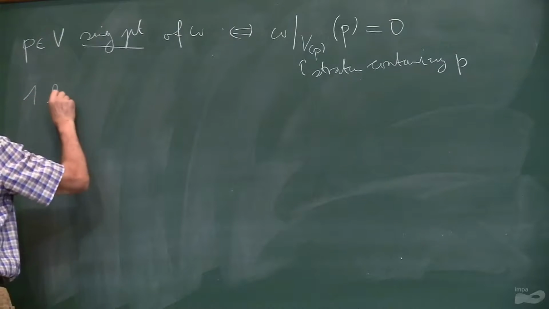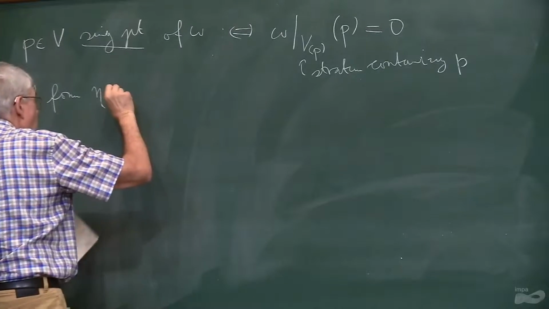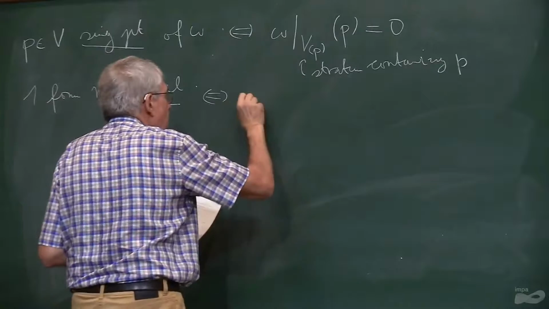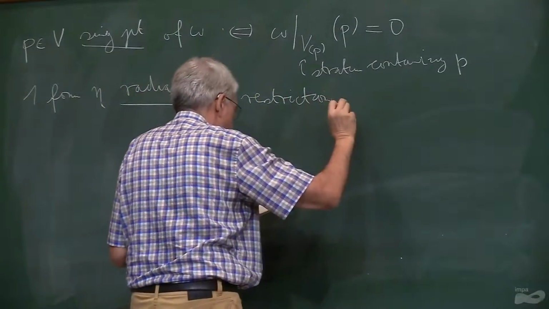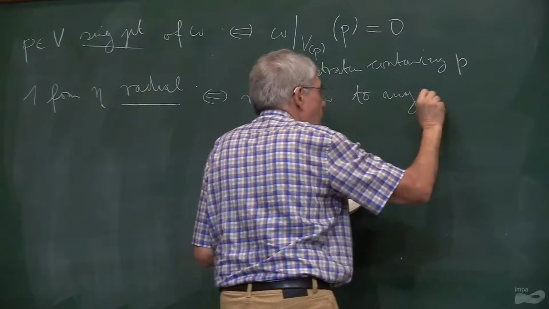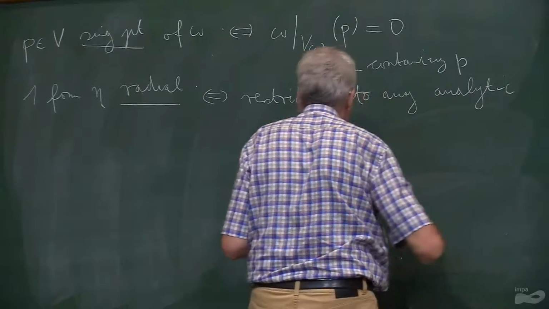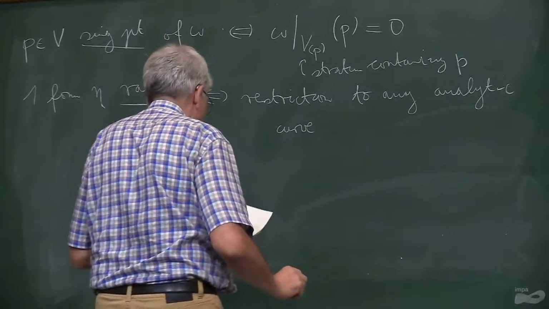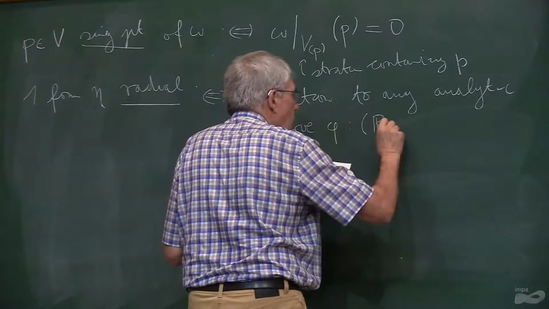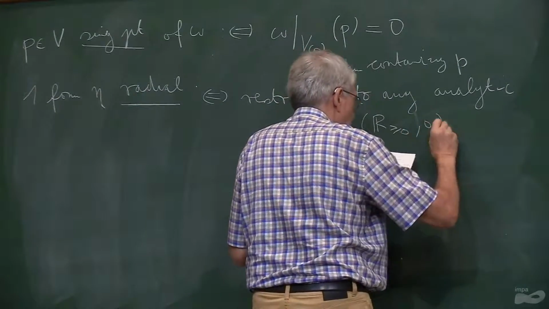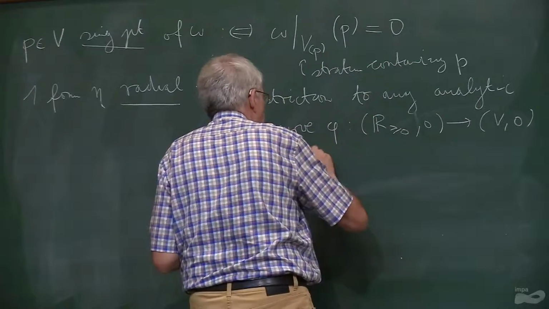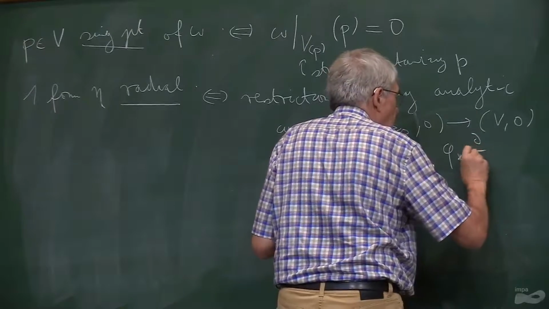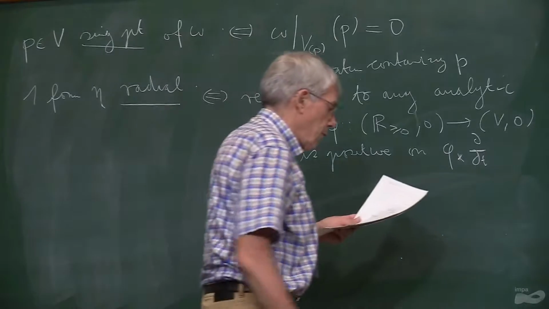And a one form eta is called radial if its restriction to the tangent vector of any outgoing analytic curve phi from R greater or equal to 0, comma 0, the germ of a curve to V, 0, is positive. That is, on the pushforward of the tangent vector d over dt, where t is the parameter of R greater or equal to 0, in a punctured neighborhood of 0.